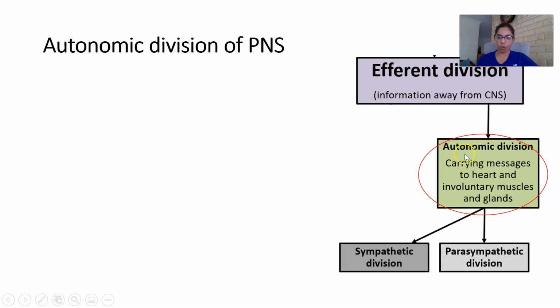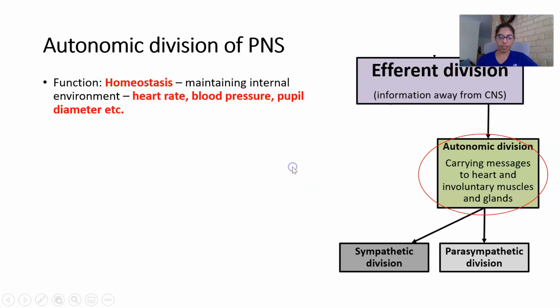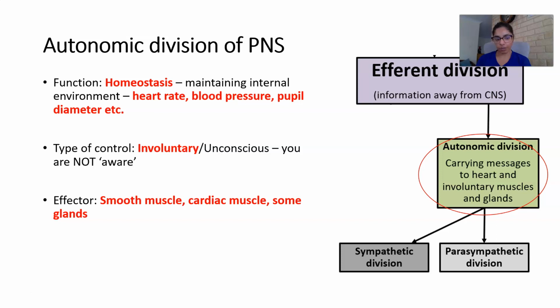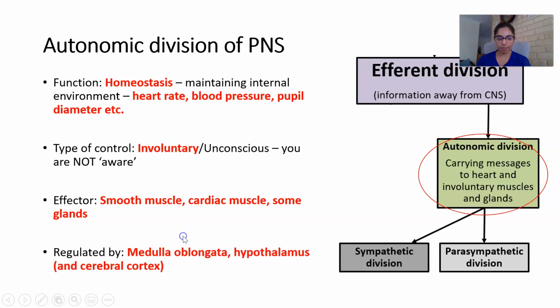Now, if we look at the autonomic division of the nervous system, it's a little bit more complicated. This is involved in homeostasis, so we are not consciously aware of what's going on all the time, and this will affect our internal environments by driving up or down heart rate, blood pressure, pupil diameter, digestion rate, and so on. This type of control is involuntary. We're not aware of what's going on inside, and we don't have any control over it. Our target effector organs will be things like smooth muscle, cardiac muscle, like I've also mentioned, and some glands.